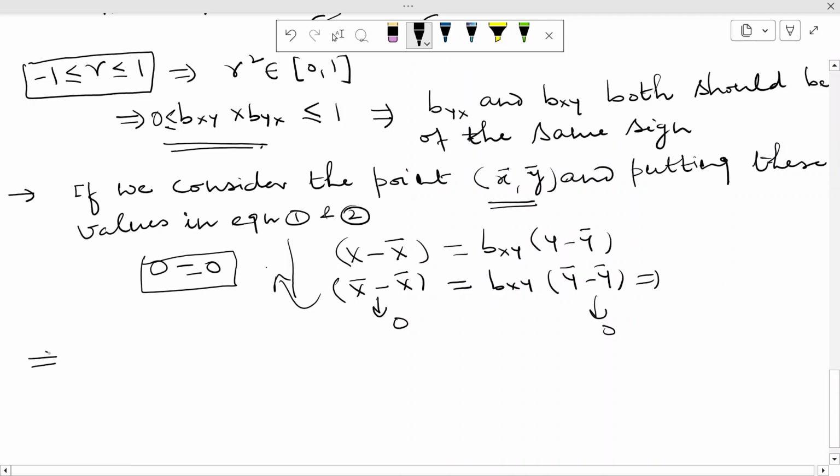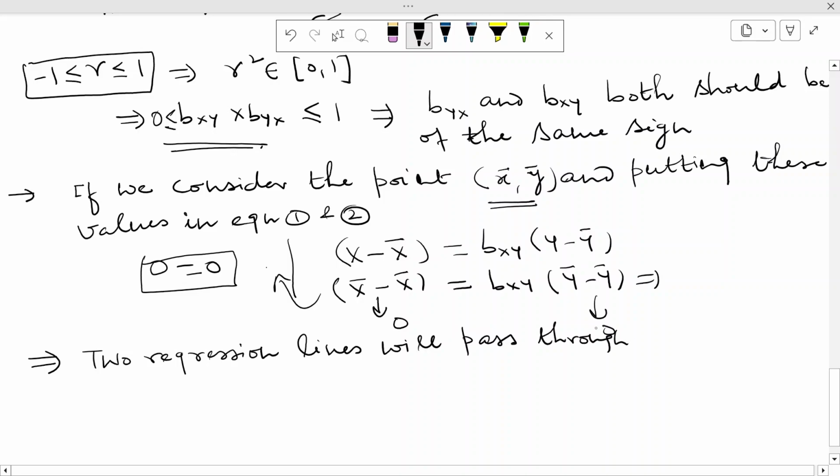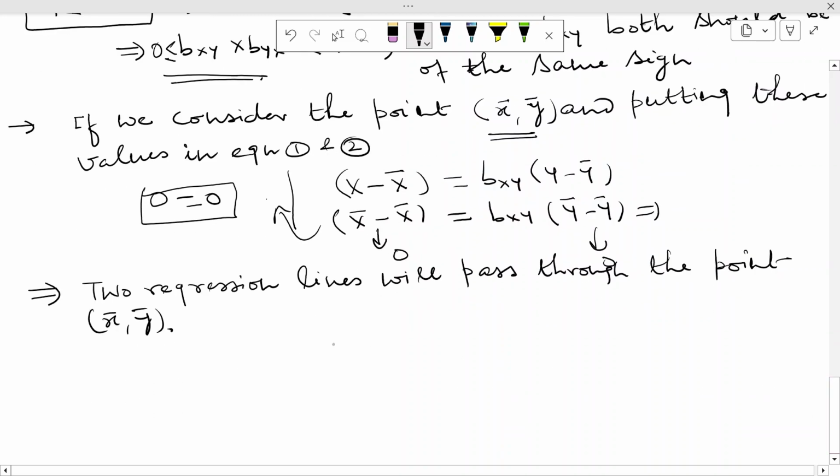So this shows that the two regression lines will pass through the point x bar comma y bar. These lines will always pass through this point which has the coordinates x bar comma y bar.